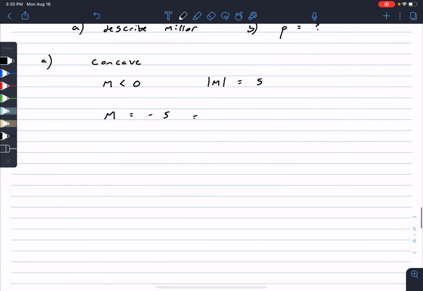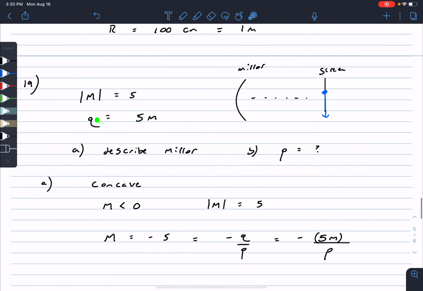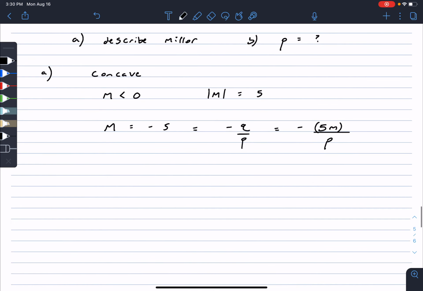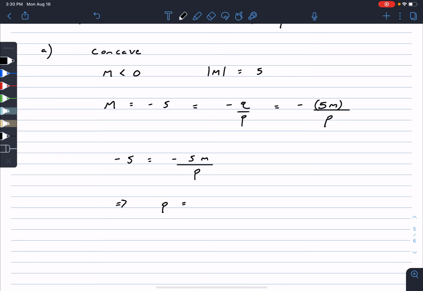So great. Now what we have is m equals negative q over p, recall. And so that's going to be negative 5 meters over p, the distance of the object from the mirror, right? I keep calling it virtual. What I'm saying is the image. The distance of the image from the mirror is 5 meters. The distance of the object is what we want to find. Okay, so negative 5 is equal to negative 5 meters over p in meters. If we solve for that, that's going to give us 1 meter. So that's how far it is.